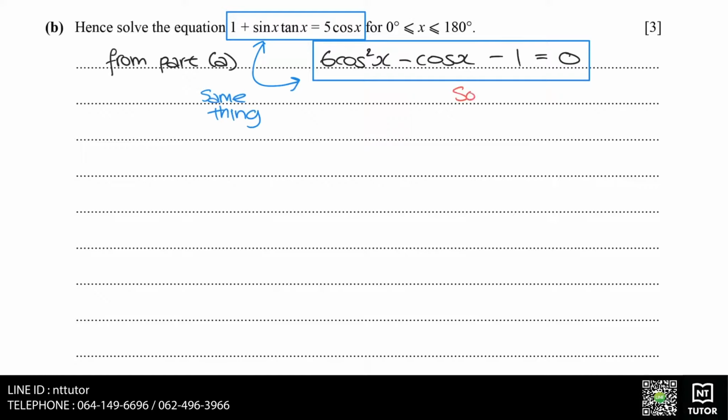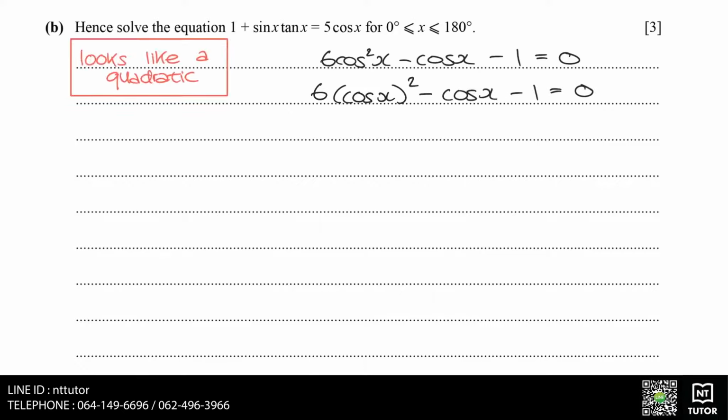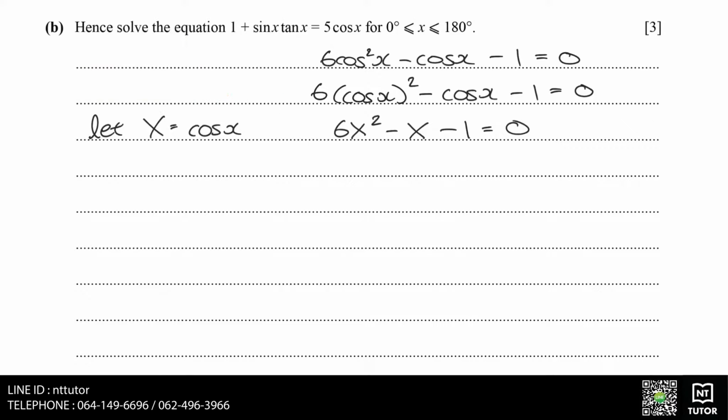So in this case, we will solve our equation using 6 cos squared x minus cos x minus 1 equals 0 because solving for this is the same thing. The expression has a cos squared x term and a cos x term. This makes it look like a quadratic. Therefore, if we let x equals cos x, we can rearrange this into 6x squared minus x minus 1 equals 0, and we can solve for x by using factorization.